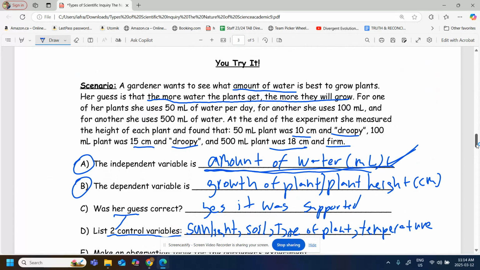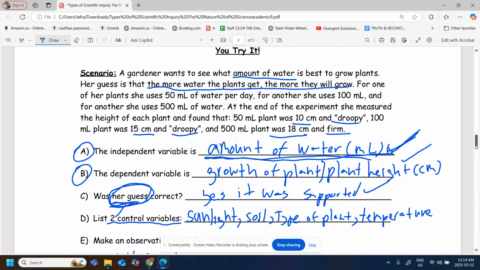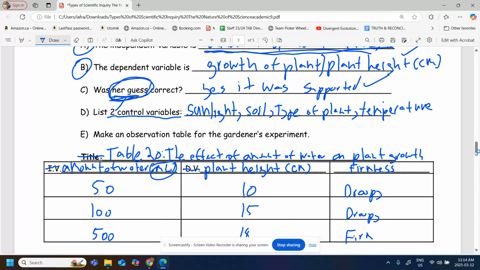So what we saw is how to identify the independent variable, the dependent variable, to see if guesses were correct or not. You might remember the scientific word for guess in the scientific experiment. It starts with an H, correct, hypothesis. We'll see more of that later. We saw how to identify control variables, the more the merrier. We saw how to make a table with the proper title, the effect of IV, here's my IV, amount of water, on DV, plant growth or plant height. We put the independent variable in one column, dependent in another, dependent qualitative in the other, and then we wrote the data down.